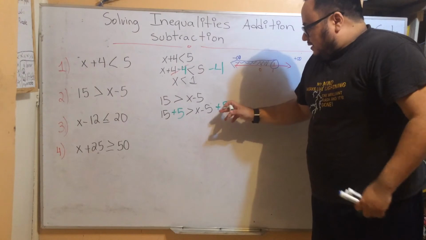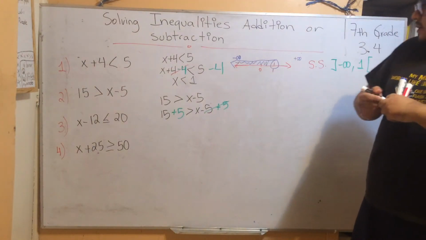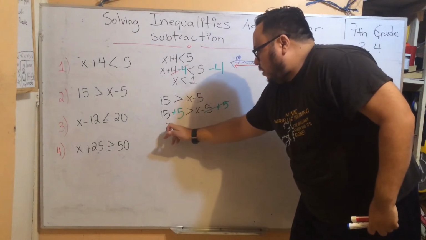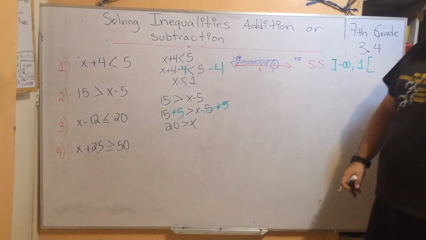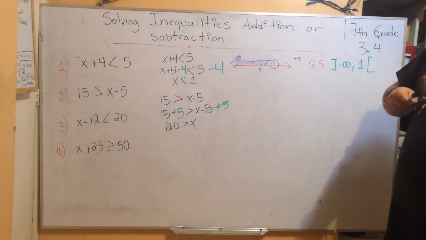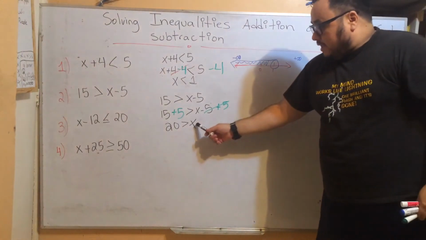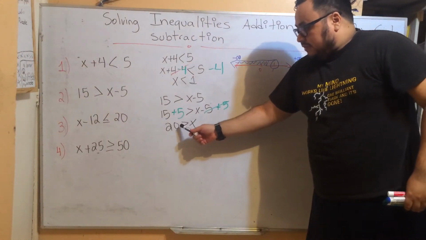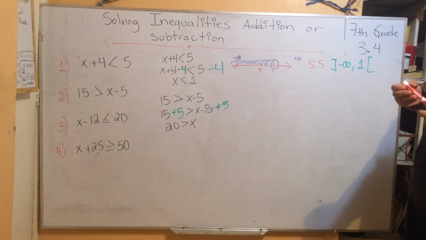So this becomes 0, and that means that we have 20 greater than x. So we're looking for the values of x. Here 20 is greater than x, so that means that we're looking for the values of x that are less than 20. So we take our number line.